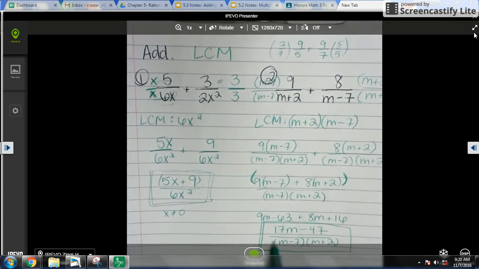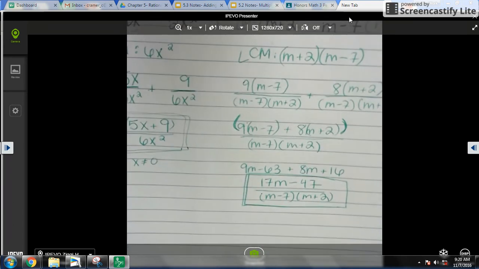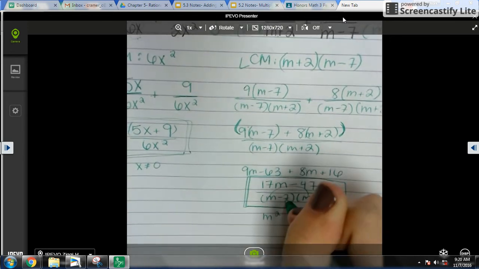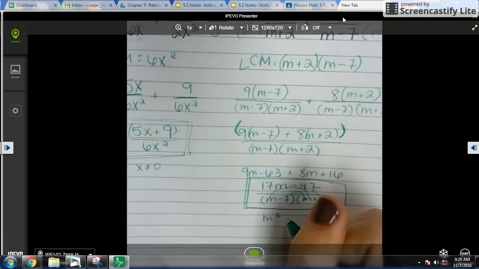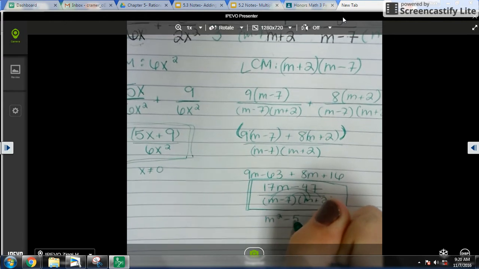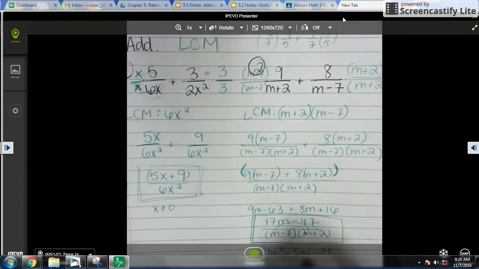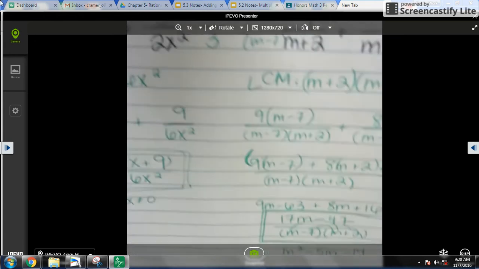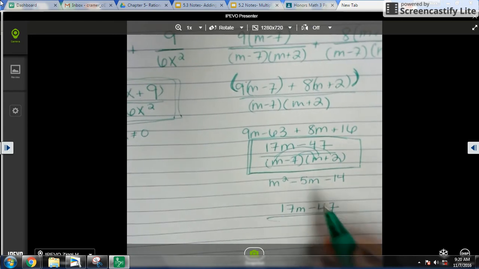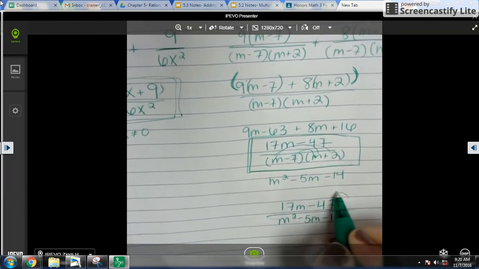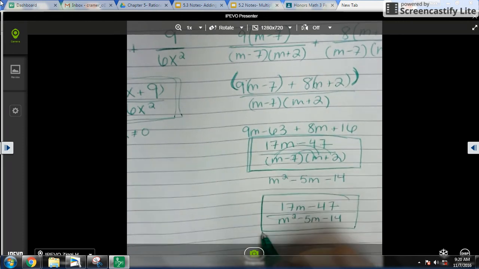Actually, if we want it in standard form, we would also have to distribute out the bottom. So it wouldn't quite be final yet. It'd be m squared minus 7m plus 2m would be minus 5m minus 14. So our actual final expression would be 17m minus 47 over m squared minus 5m minus 14.